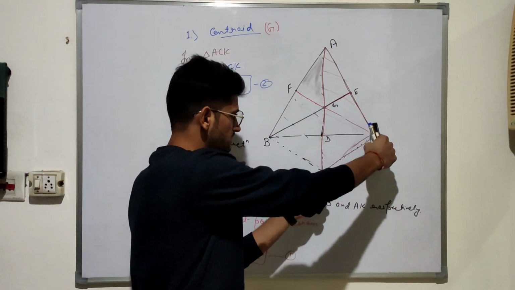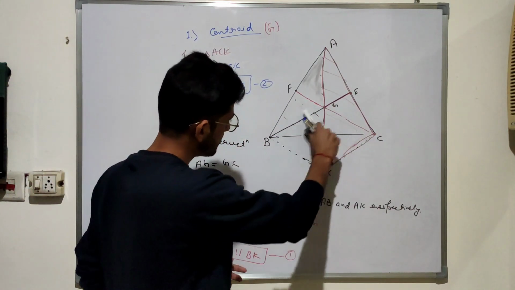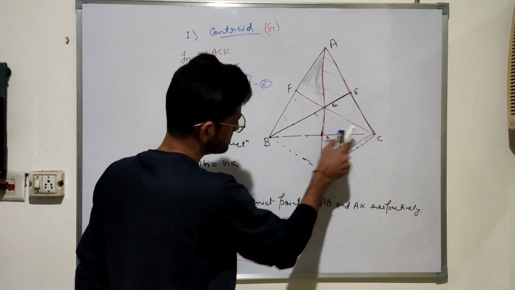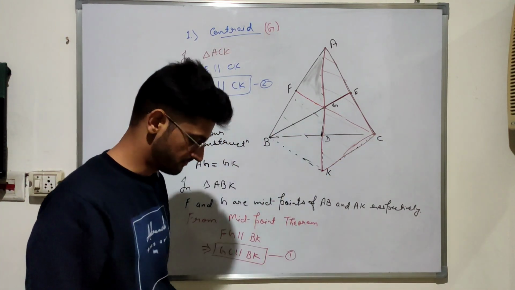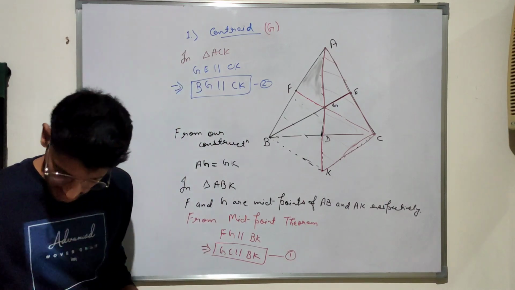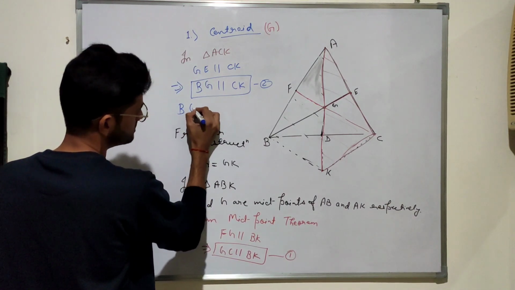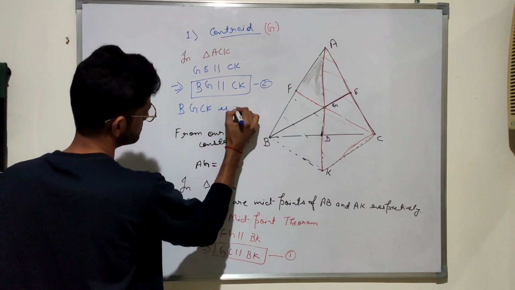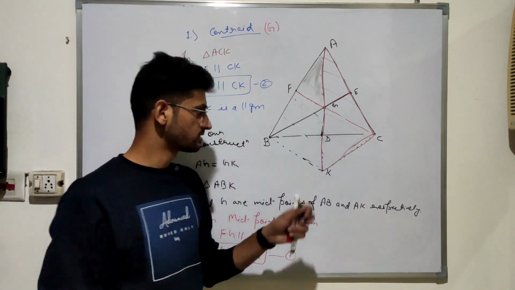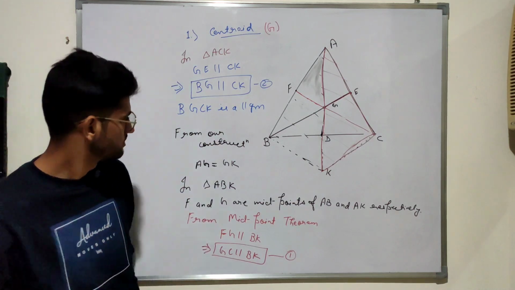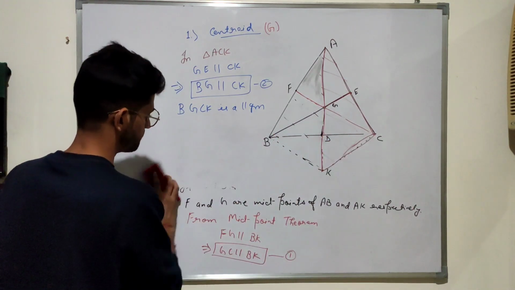These lines are parallel. Similarly, it is saying that BG is parallel to CK. It means this line is parallel to this line, and this line segment is parallel to this one. It means that BGCK is a parallelogram. Therefore, we can write BGCK is a parallelogram. Since BGCK is a parallelogram, we can apply all the properties of a parallelogram to this BGCK.